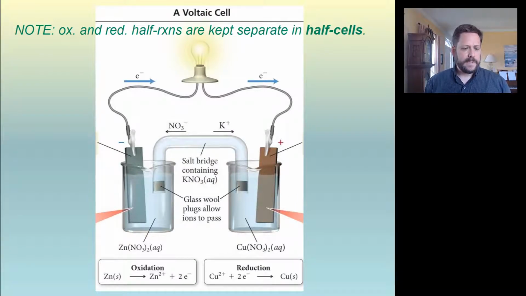They are kept in separate half cells, and the one on the left here is showing oxidation. Again, this is zinc being oxidized to zinc 2+. And notice that, of course, oxidation is a loss of electrons. Where do those electrons go? Well, you can see them flowing through the wire and through the filament of that bulb, making it glow, and then continuing on to the cathode, where reduction takes place.